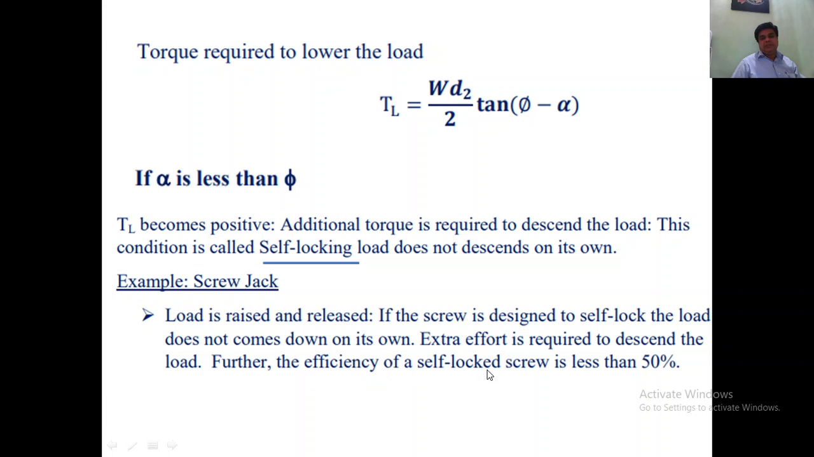So the efficiency of the self-locking screw is less than 50%. Just remember this term, efficiency, we will discuss this in detail; the definition we will see later. The efficiency of the self-locking screw or the screw jack will be less than 50%, whereas the efficiency in the case of overhauling will be greater than 50%.